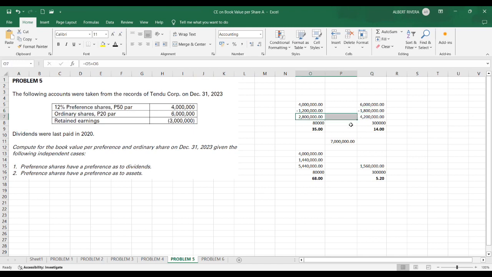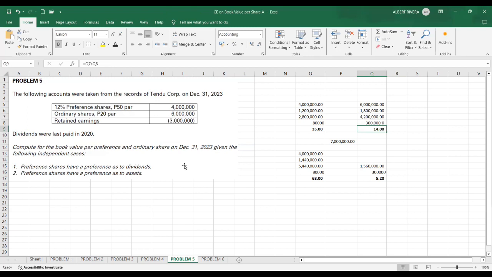So, ito na yun, 2.8 and 4.2 divided by the number of shares outstanding, which are 80,000 and 300,000 shares. Okay? So, answers are 35 and 14. This is if preference shares have a preference as to dividends.